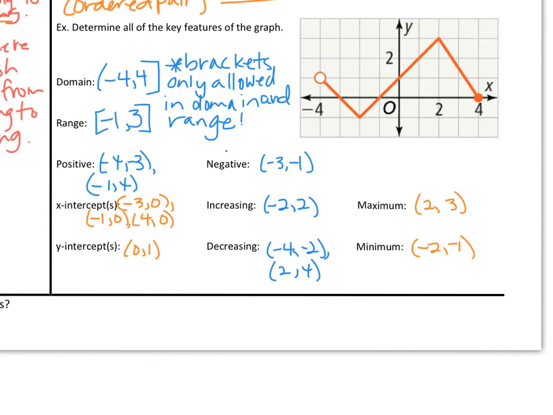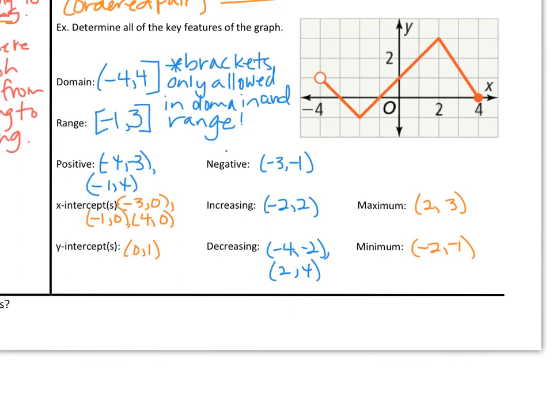There are 3 x-intercepts, and I've written them as ordered pairs. -3, 0 is one x-intercept, -1, 0 is an x-intercept, and 4, 0. And then the y-intercept, where it crosses the y-axis, is 0, 1.